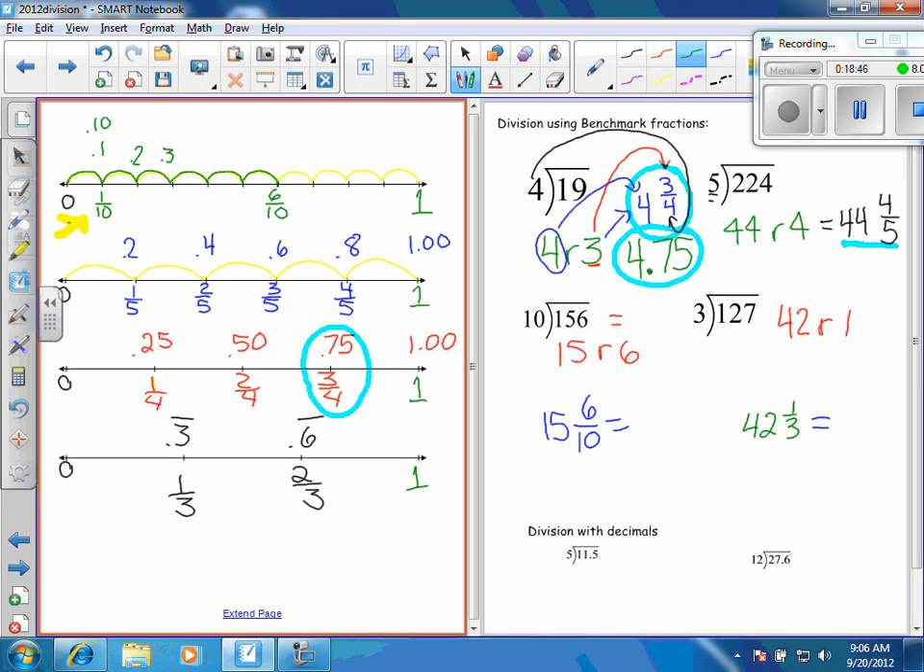How do we write those decimals? This is 1/10 right here, 0.1, 0.2, 0.3. What's going to be above 6/10? 0.6. Good. So this answer is, the whole thing's just 0.6. What about the whole part? You still need the 15. And then you put 0.6. So 15 6/10 as a decimal. Okay?